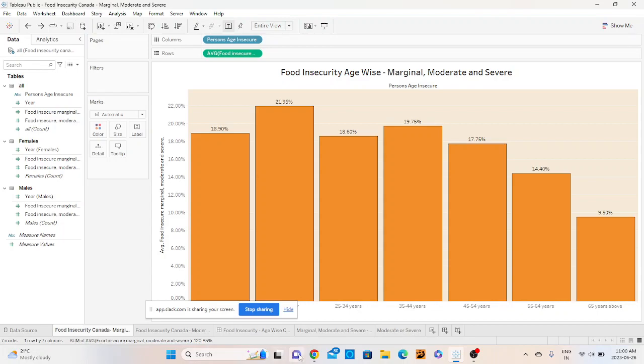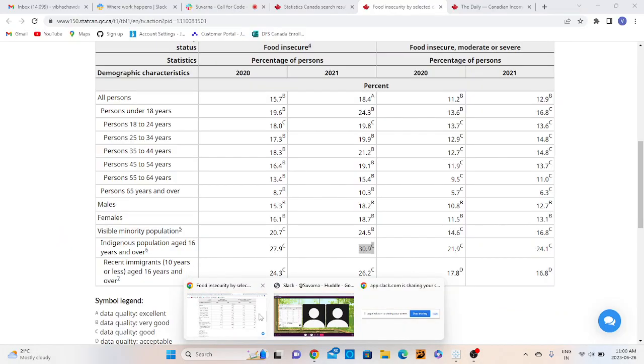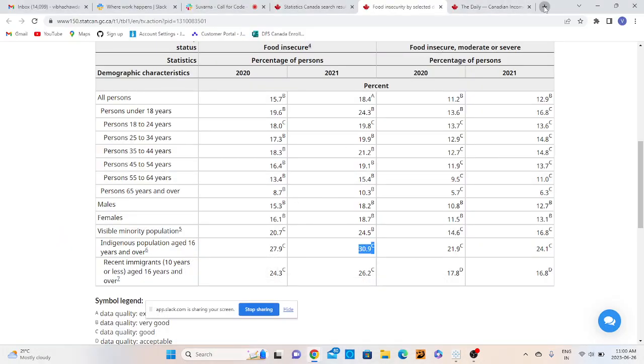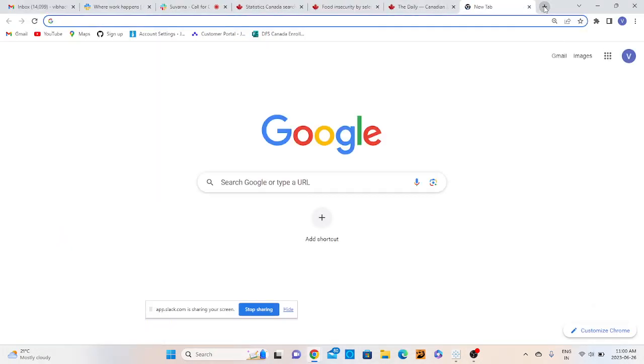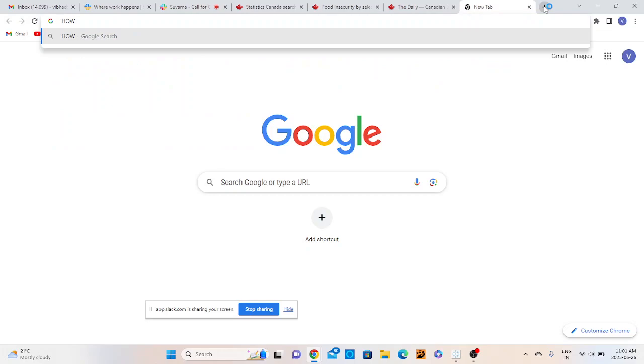I saw actually one video where they were showing you can create your own customized measure. I will look into it after this video if you want.